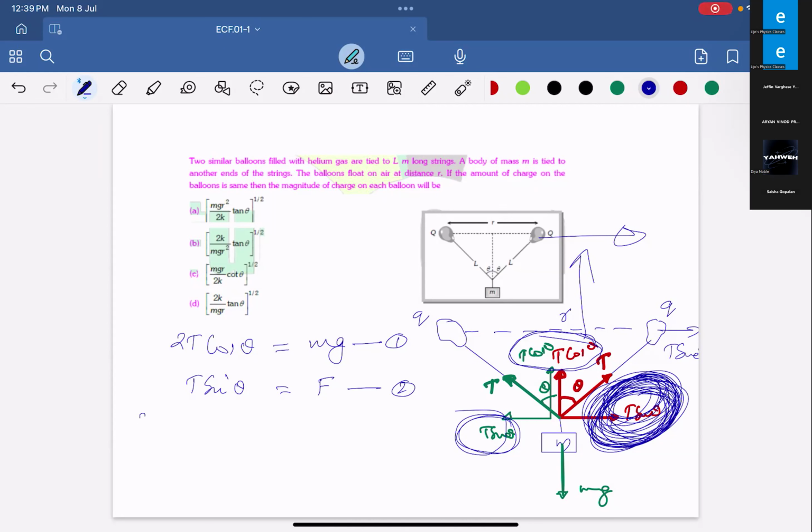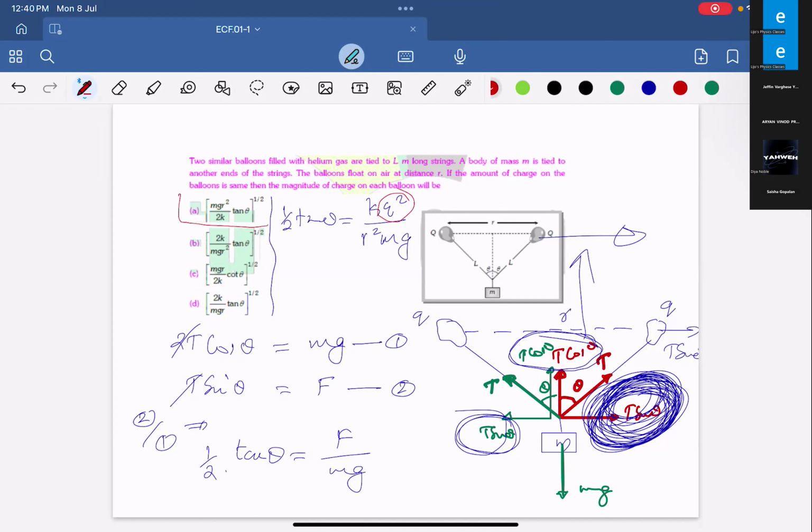Now divide them. Equation number 2 by equation number 1 implies what? T and T are cut. I get sin theta by 2 cos theta, that is half tan theta, is equal to F by mg. I'm not done yet. I can cross multiply. Half tan theta is equal to, what is electrostatic force? Kq square by r square, and mg. Now, what I want to find is q. You know how to find it. You can take q square from this. Take the square root. You will get the first option as the correct one. Understood this, all of you?